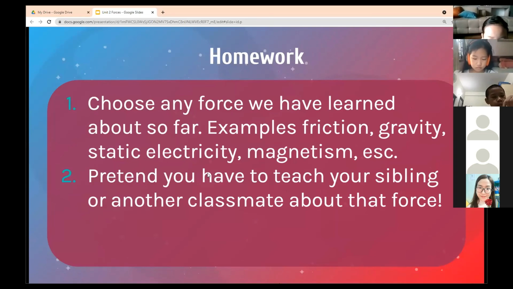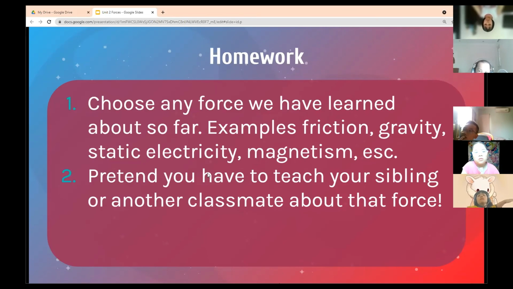Imagine you're teaching your younger brother or your younger sister, or maybe a classmate that is getting confused. Maybe one of your classmates is confused. They're like, hey, Taylor, I don't understand magnetism. Can you explain magnetism to me? Okay.